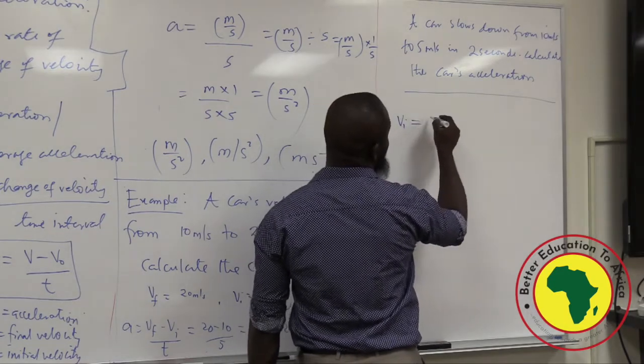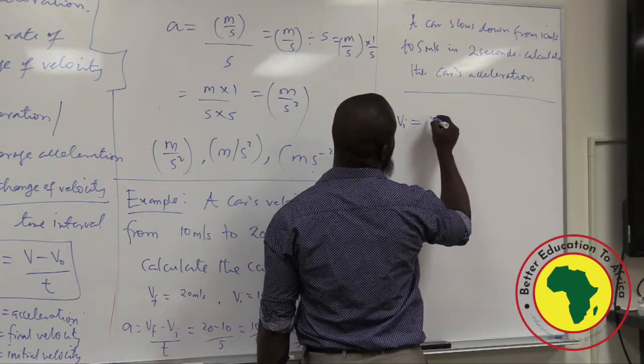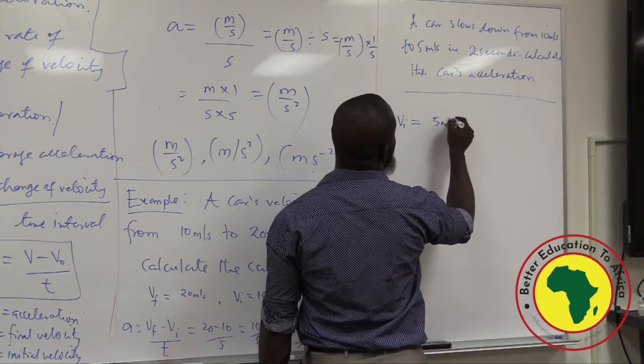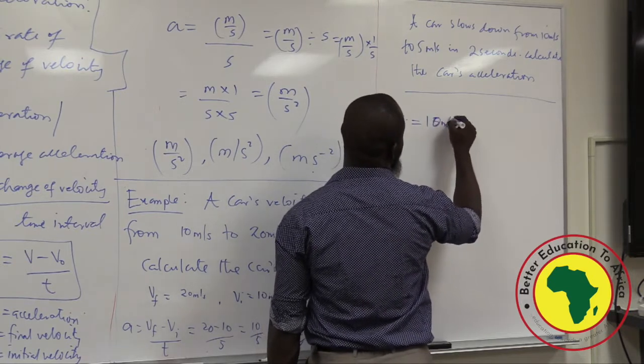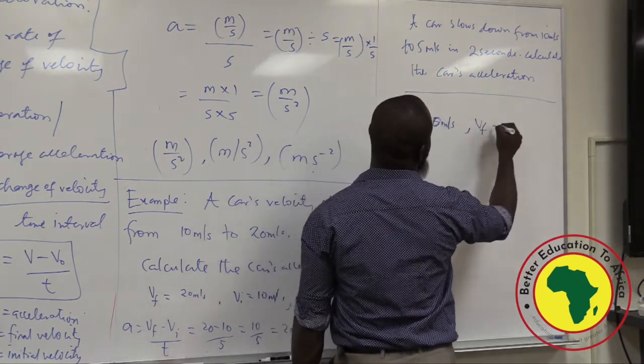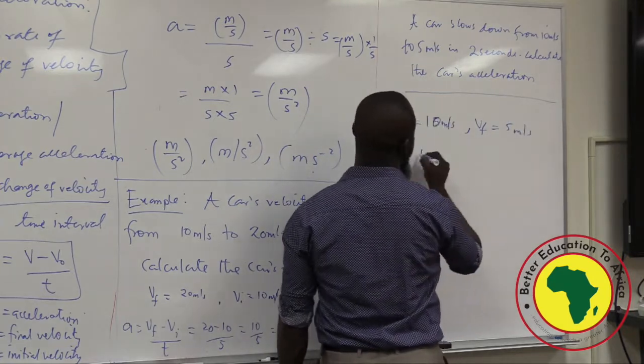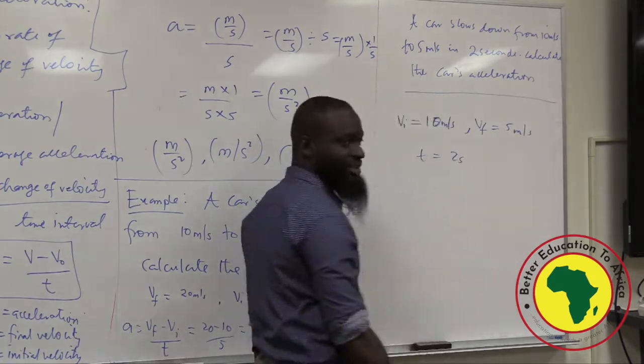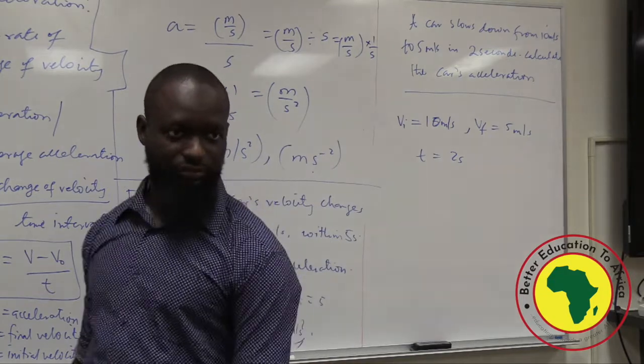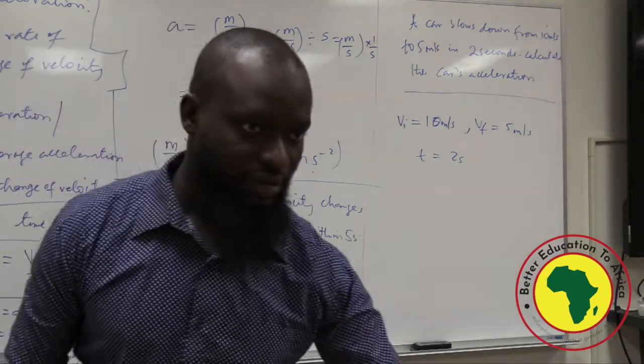The initial velocity is 10 meters per second. The final velocity is 5 meters per second, and your time is 2 seconds. So calculate for me the acceleration. Do you need a calculator? No. Okay, what did you get?